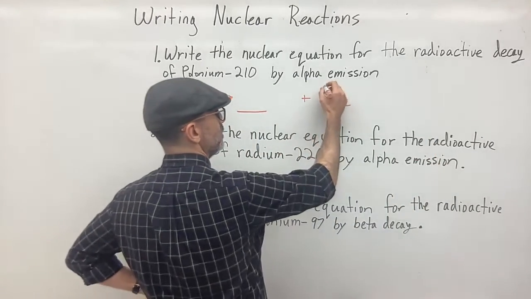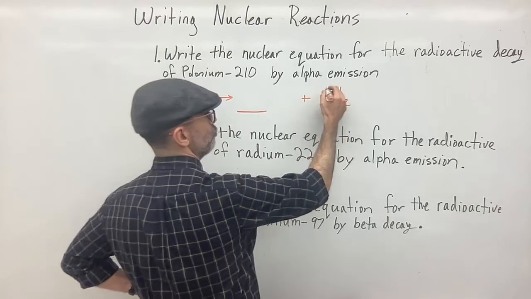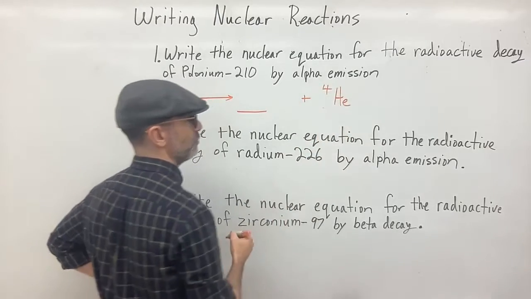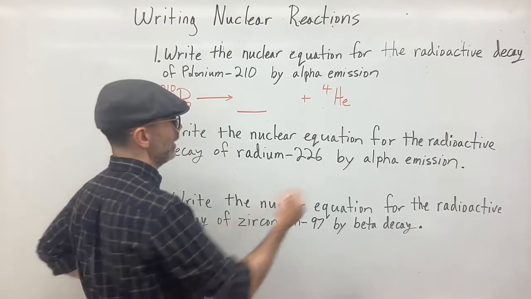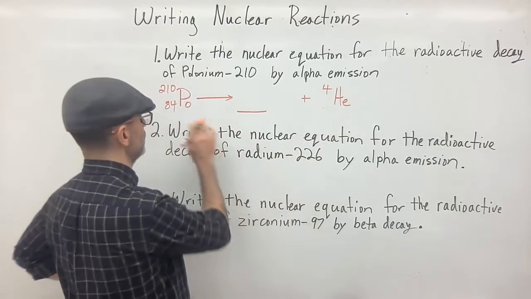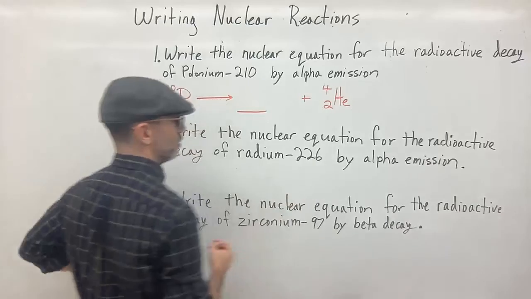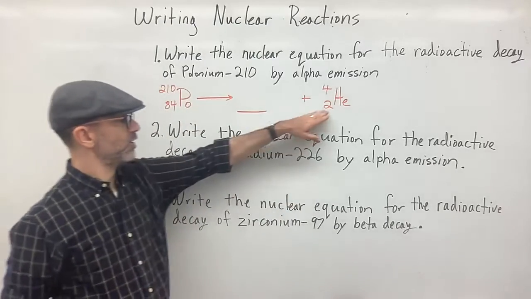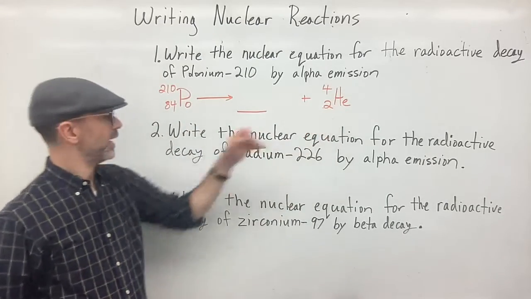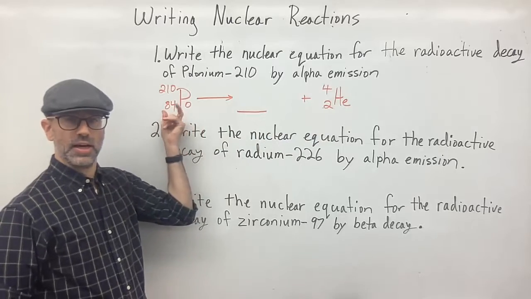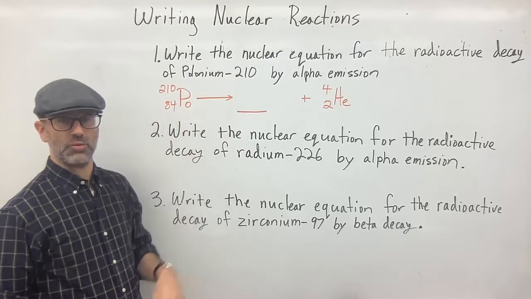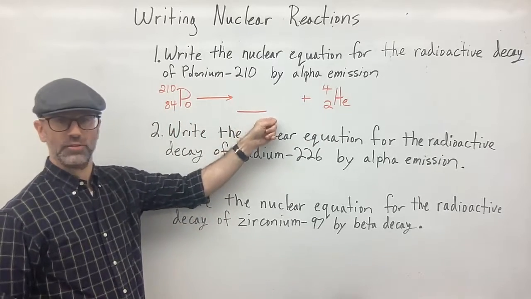Since it's 2 protons and 2 neutrons, that's going to be a mass number of 4. The atomic number goes on the bottom, and it has 2 protons, so that's going to be 2. So here is our alpha particle, and here is the polonium-210 that we started with. We need to figure out what this is.